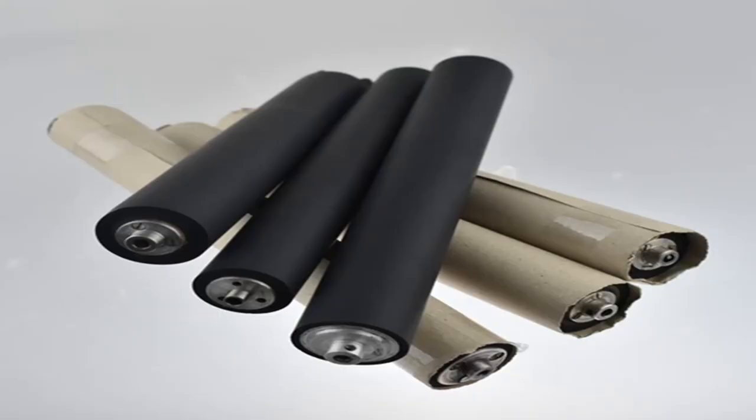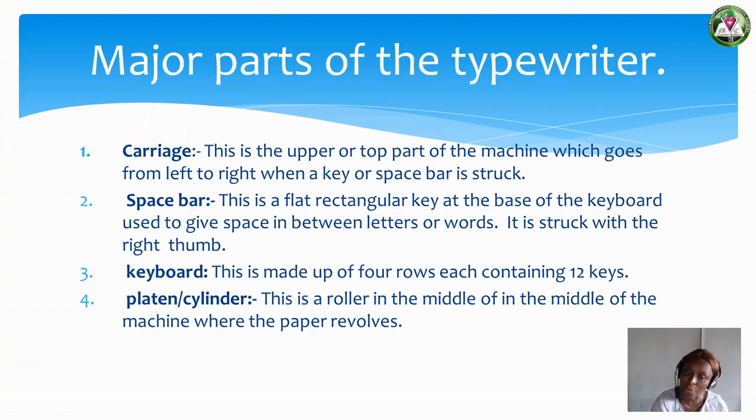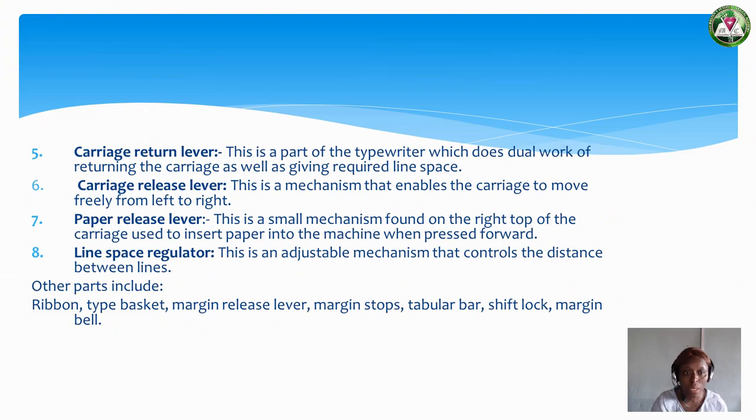Then the platen knob. Platen knob is a roller in the middle of the machine where paper revolves. You will first of all insert your paper when you want to type. Then that is the place the paper will revolve as you are typing. It means that the paper will be moving around it. That is the platen or the cylinder.